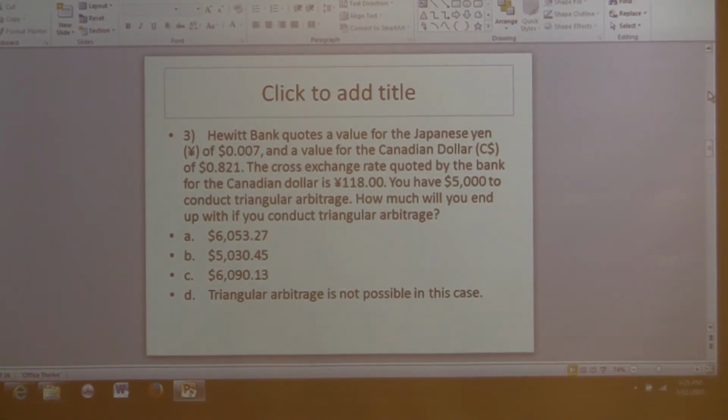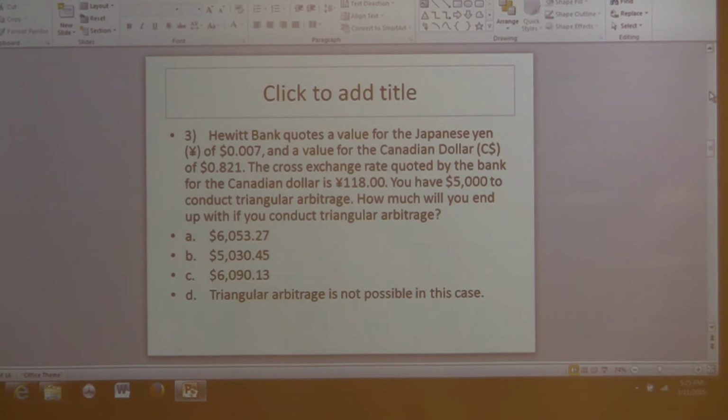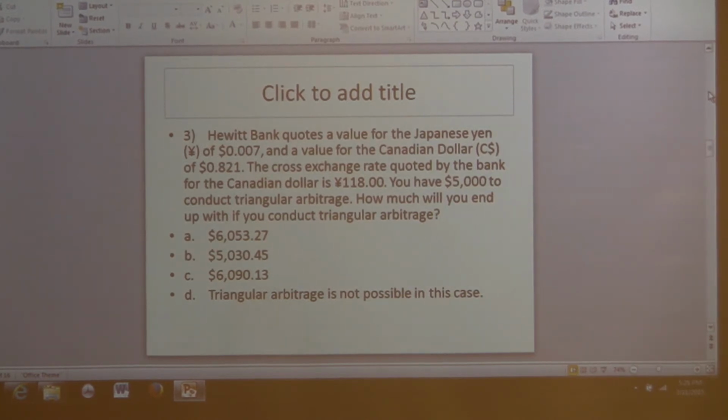So the first thing is you want to see what should be the exchange rate, okay? And you want to compare that with the market exchange rate.